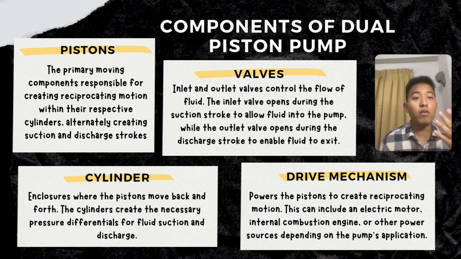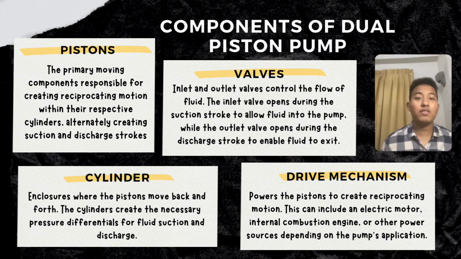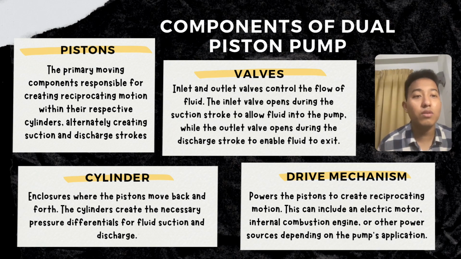We have four components in a dual piston pump, which are pistons, valves, cylinders, and drive mechanism. The first one is pistons. It's the primary moving component responsible for creating reciprocating motion within their respective cylinders, alternately creating suction and discharge strokes.